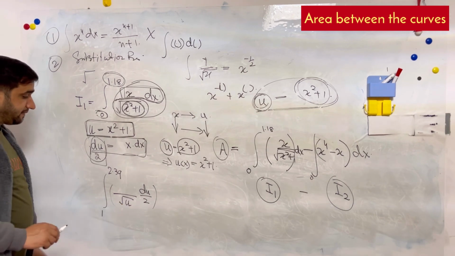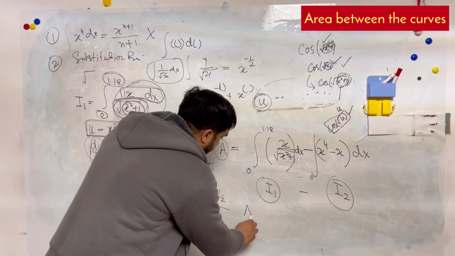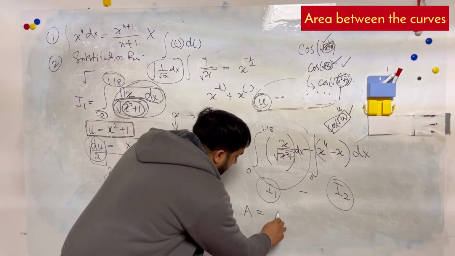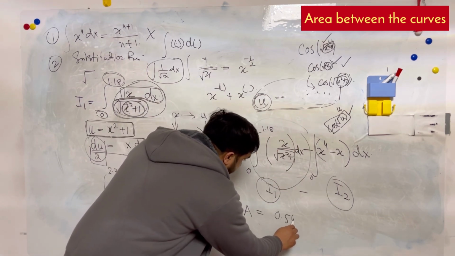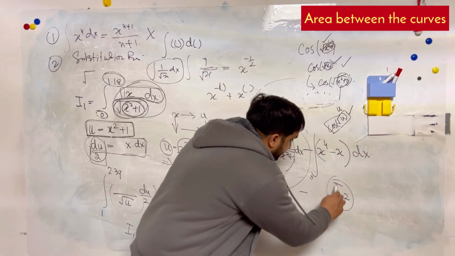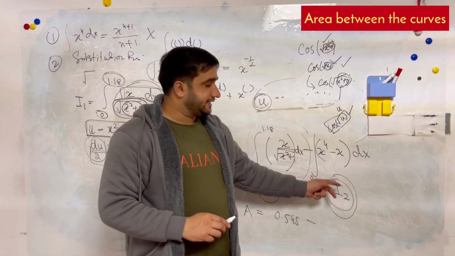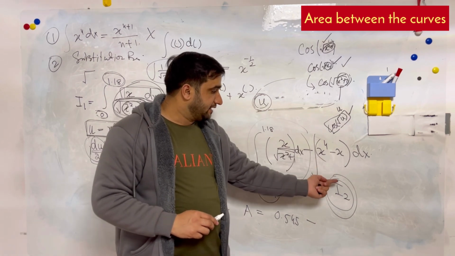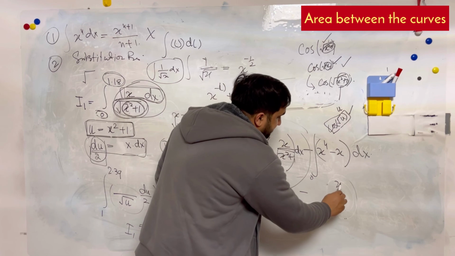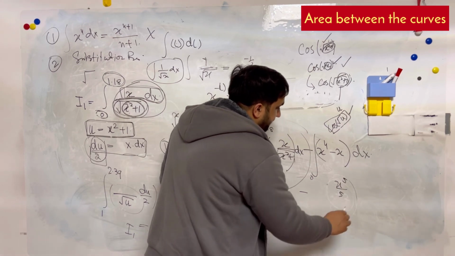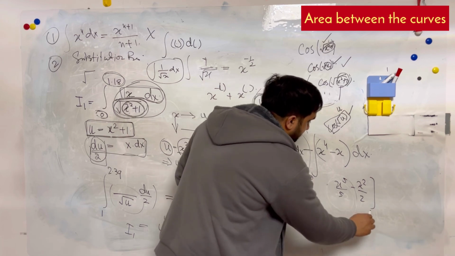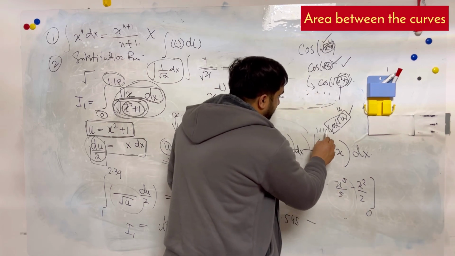Now this is a simple integral calculated for the whole area. The answer of this first part is 0.545, minus, now I need the answer for this, and this is a very simple integral. When you apply the integral on it, it becomes x raised to the power 5 by 5 minus x square by 2 under the limits 0 to 1.18.